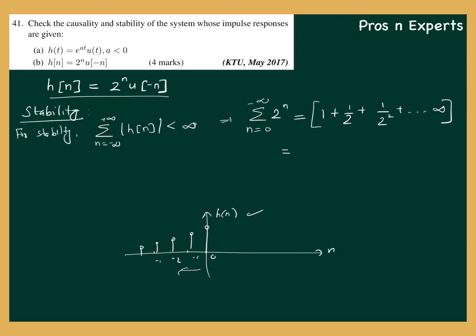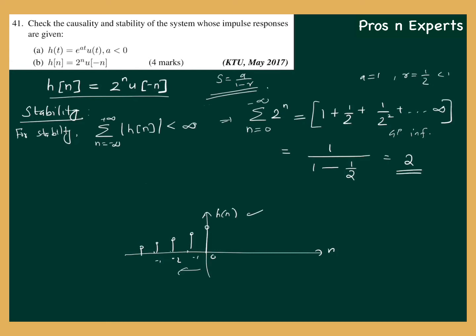This sequence is obviously an infinite geometric progression, with the first term 1 and common ratio 1 by 2. And since the common ratio is less than 1, we can directly use the expression sum equal to a by 1 minus r. So the sum is a, which is 1, divided by 1 minus 1 by 2. That is equal to 2, right?